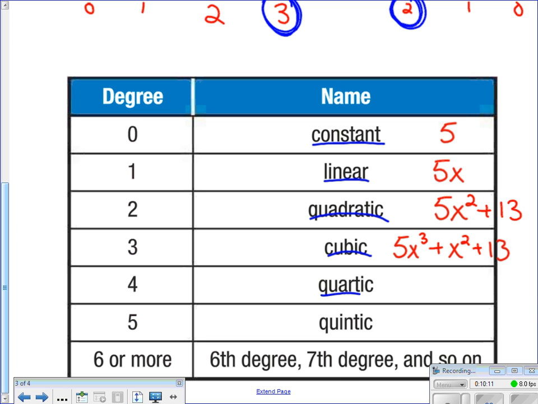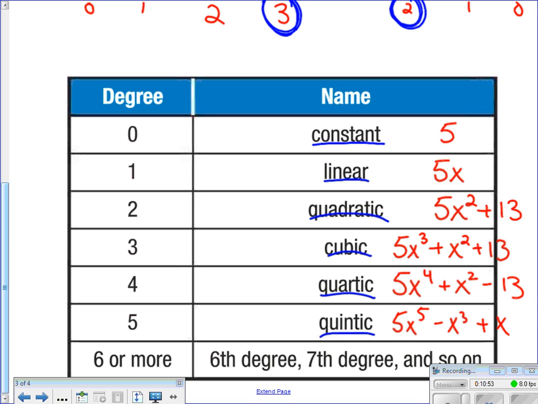Quartic is when you have an x to the 4th. And again, you can have other terms, but you must have a 4th being the biggest. Quintic is for 5th power. And again, you can have other terms, but you don't have to. And then once we get above 5, we don't have any special names. We use 5th degree, 6th degree, 7th degree, and so on. But those are the special names based upon a monomial's or a polynomial's degree.